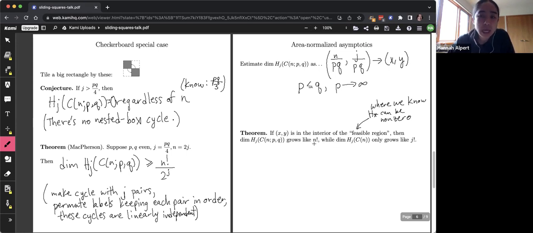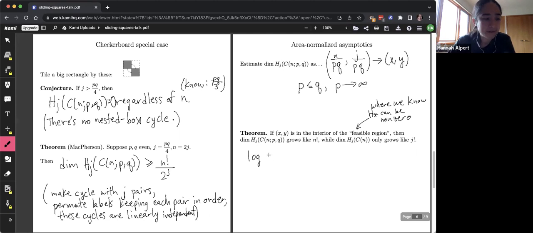So I say grows like n factorial, whereas if instead of the rectangle you had the whole plane, the dimension of homology would only grow like j factorial, where j is sort of a constant factor smaller than n. And grows like here is maybe not what you would usually assume. I don't mean that it's within a constant factor of n factorial. It's something weaker than that.